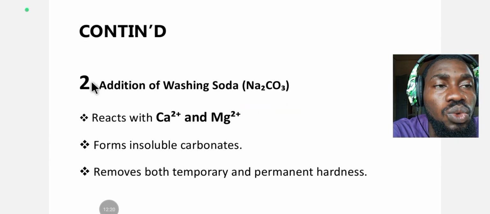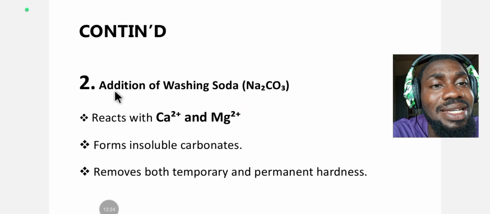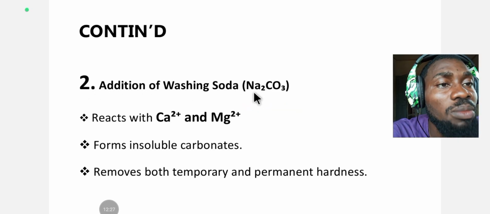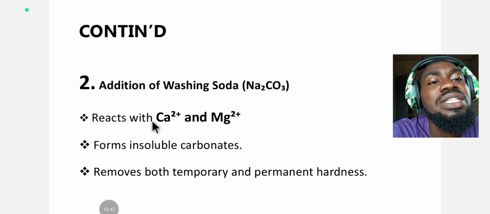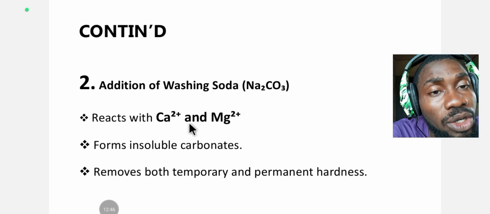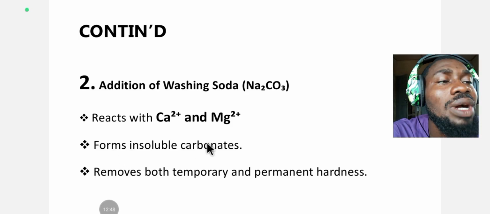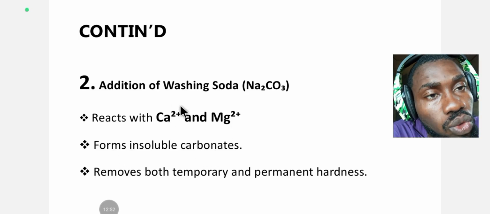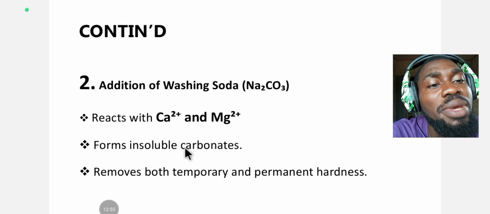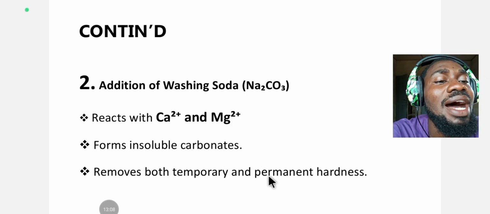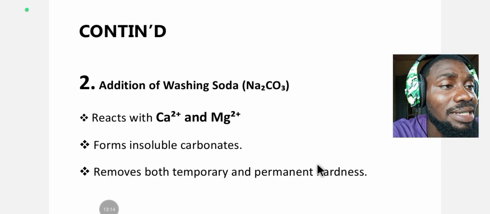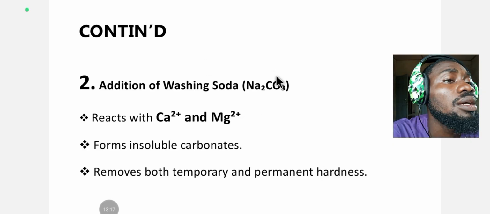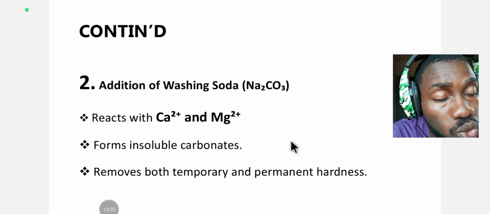Number two, the second method of removing hardness of water is addition of washing soda, which is sodium carbonate. How does it remove hardness of water? It reacts with calcium 2+ ions and magnesium 2+ ions to form insoluble carbonates. It removes both temporary and permanent hardness of water. That is the property of this washing soda. So it can be used to remove both.